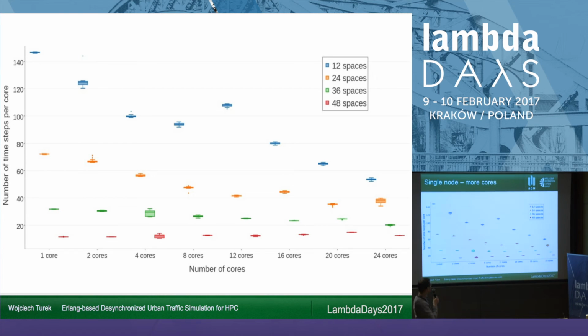With a growing number of cores, we can see the obvious case: if there are only 12 spaces, then adding more cores doesn't make much sense, so the performance drops. But in the case of 48 spaces, the performance is pretty constant, so it scales really nicely with new cores, and this is still on a single node.